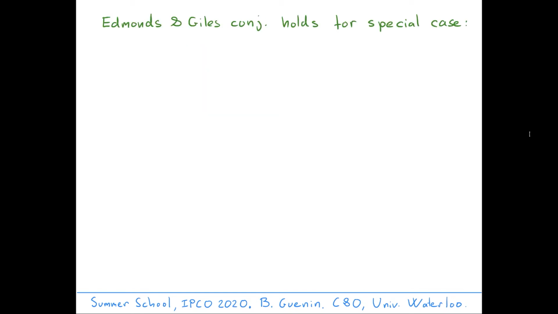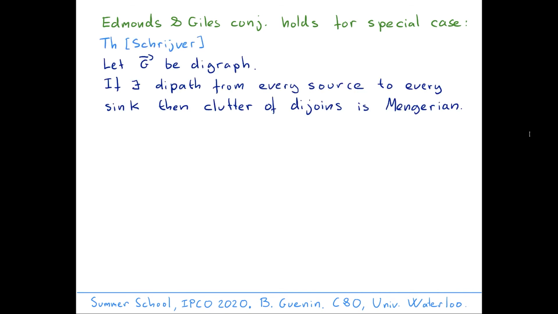Okay, so Edmonds and Giles holds for a very interesting special case, namely if you have the property that every source is connected to every sink, so there's a directed path from every source to every sink, then in fact the clutter of dijoins is Mengerian. It's a very nice result, and you might wonder if you can do better.